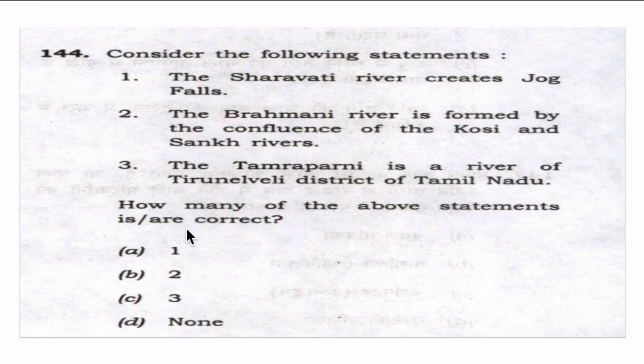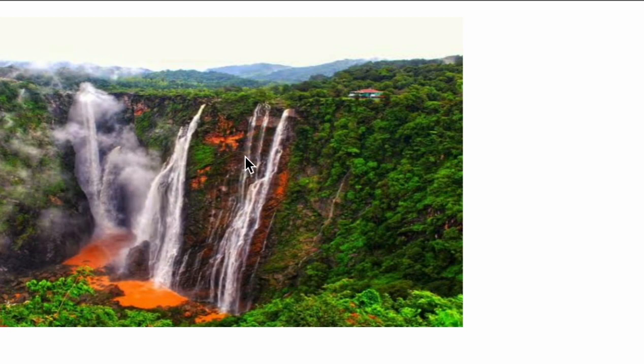Coming to this, the first statement is correct. The Sharavati river creates Jog Falls. Jog Falls are also called Gersoppa Falls, and here you can see Jog Falls. These are formed by the Sharavati river, and it is located in the Western Ghats in Karnataka. It is the second highest plunge waterfall in India. So this is about Jog Falls.